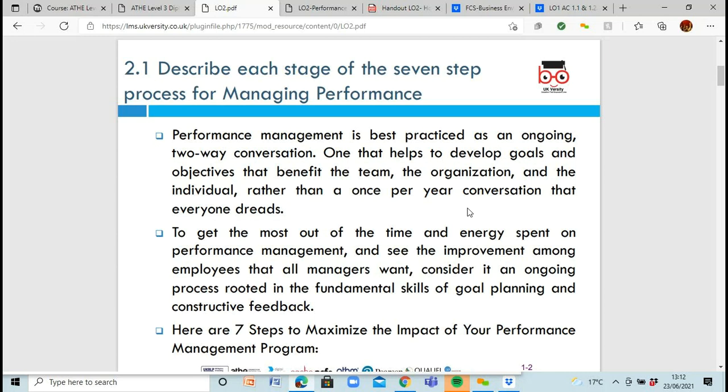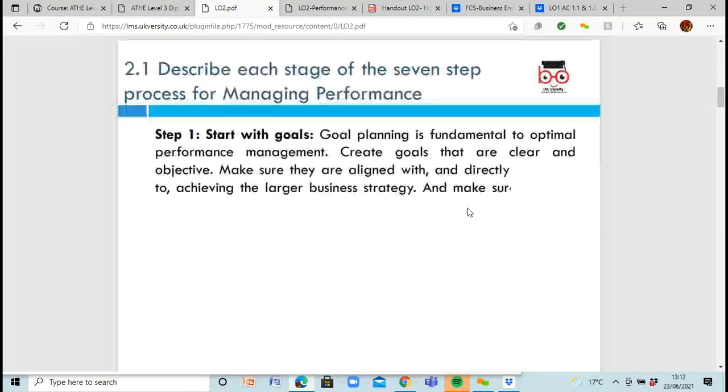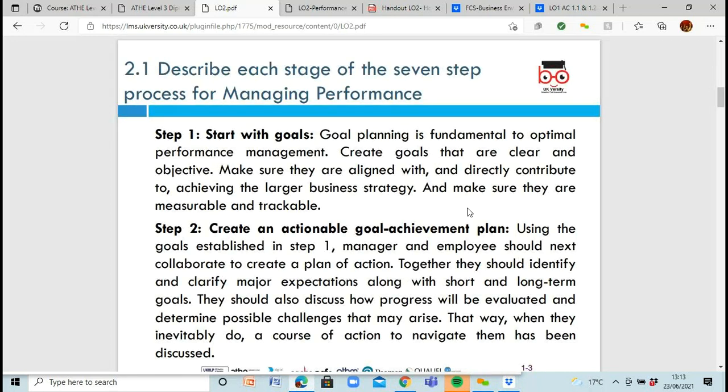Okay. Yeah. So there are 7 steps to maximize the impact of your performance management program, and we're going to go through those now. So step 1 is start off with the goals. So plan what the goals are. Plan what the ultimate goal is that would be the best outcome for your performance management for your company. Create goals that are clear and make sure the objectives are clear as well, and that they are quite objective. They're not just focused on you, but they're focused on the company, what the needs are of that.